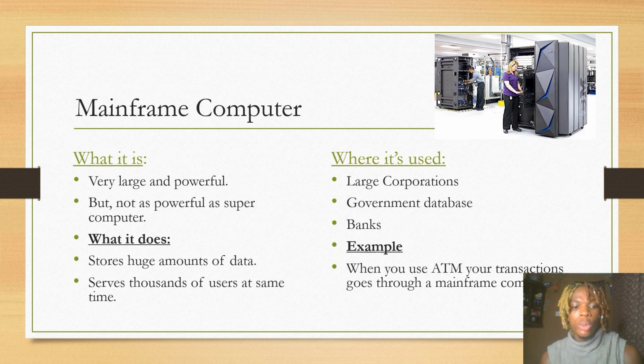Moving on to the next, we have the mainframe computer. So the mainframe computer is large and powerful, but not as large as the supercomputer. Here we have a picture. It stores huge amounts of data. It serves thousands of users at the same time. Where is it used? Large corporations, government databases, and even your banks. Do you understand? For example, when you use an ATM for a transaction, it goes through a mainframe computer.